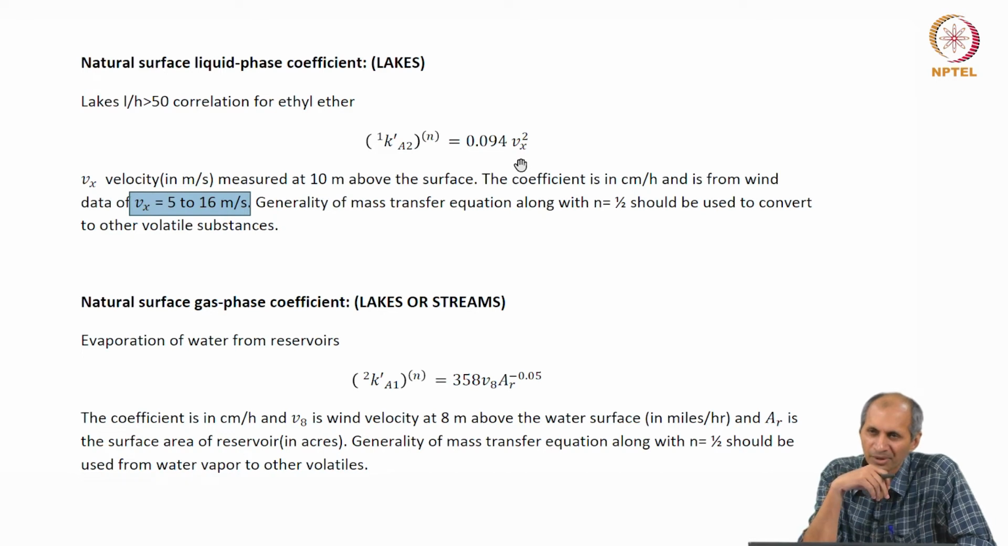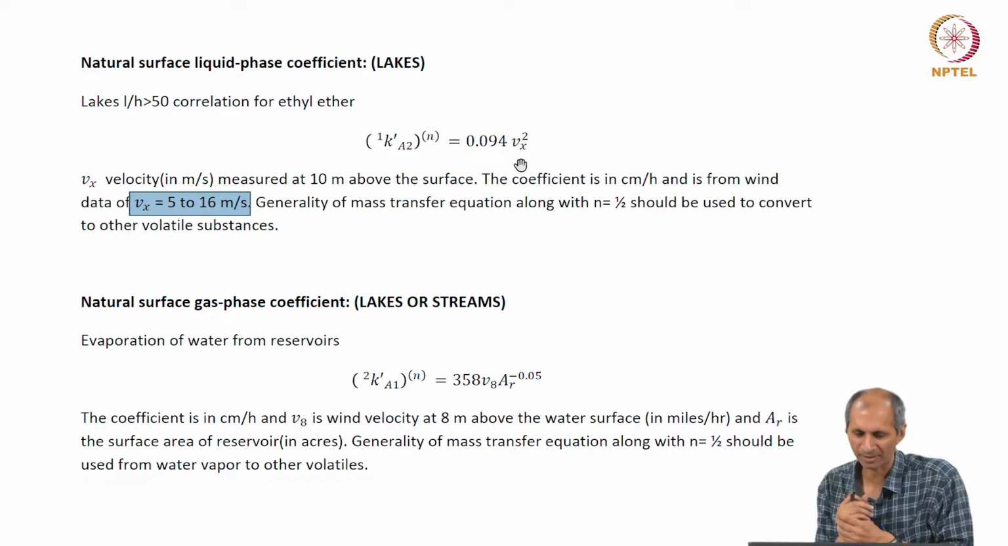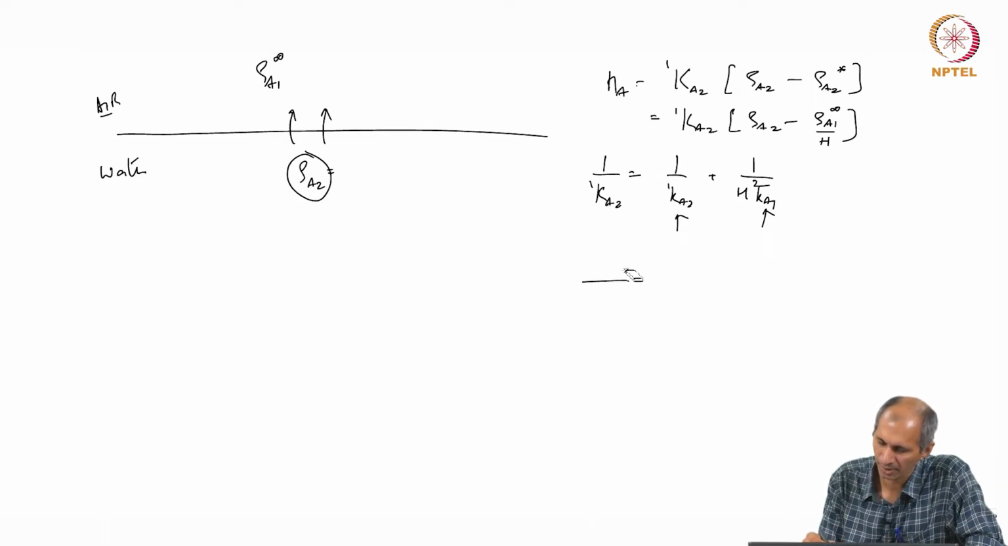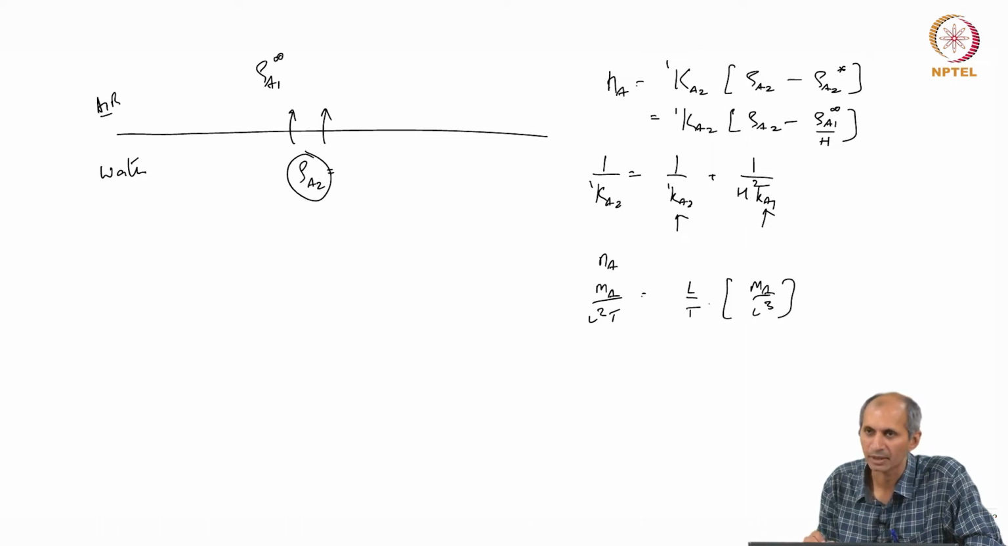This is not the mass transfer coefficient that we have derived. The dimensions are not consistent, which means that some dimensions are hidden in this coefficient 0.094. Usually for Ka1, the flux is mass. So, for example, Na is Ma by L square T equals rho A2 is Ma by L cubed, which means K has to be L by T.